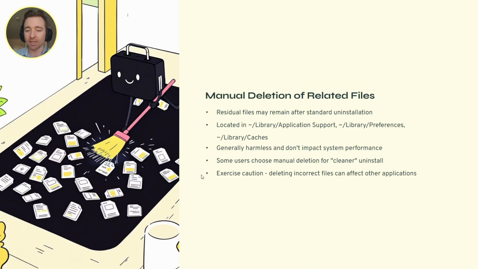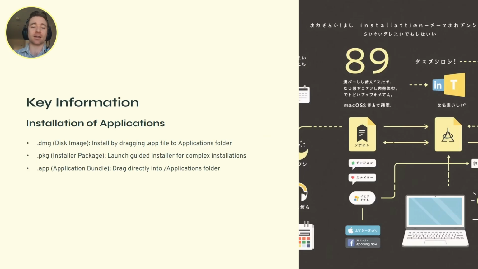Manual deletion of related files. Residual files may remain after a standard uninstallation. You might find these files in Library Application Support, in Library Preferences, or in Library Caches. Generally harmless and don't impact system performance, but you might want to get rid of them, in which case, go to these files and just delete them manually. But deleting the incorrect files can affect other applications, so make sure you look twice, measure twice and cut once, as they say. Now, key stuff you need to really make sure you remember.